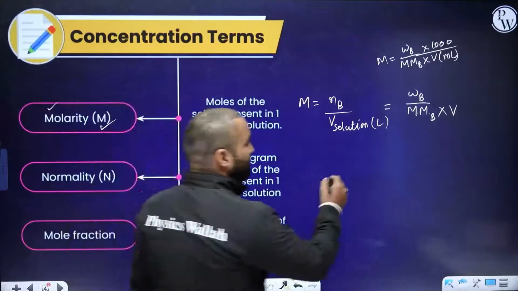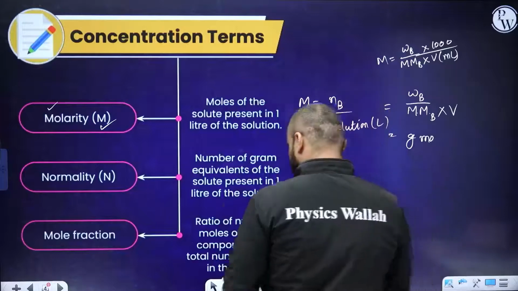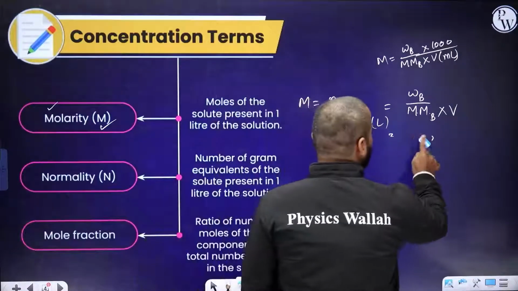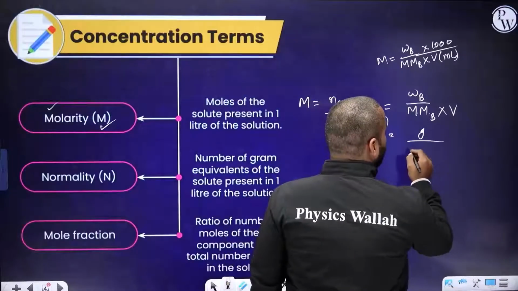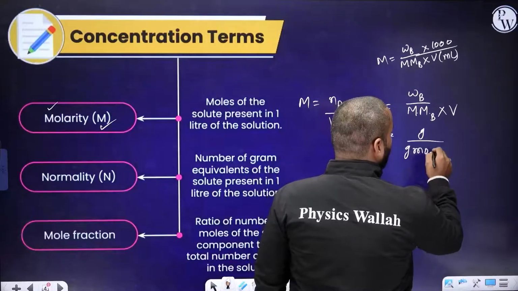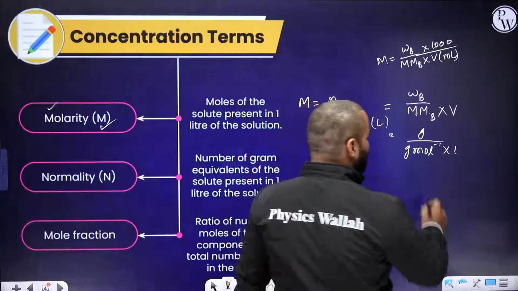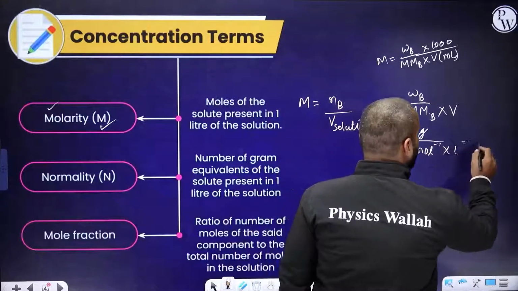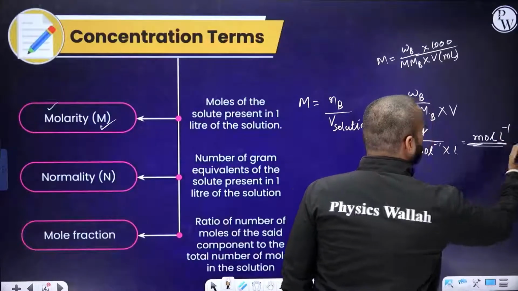Okay, so what is the unit, everybody? Gram per mole. Okay, so the unit will be mole per liter. Gram, divide it by gram per mole into liter. Correct, everybody? Right? That's the thing. So gram cancels and it turns out to be mole per liter. That becomes the final unit.